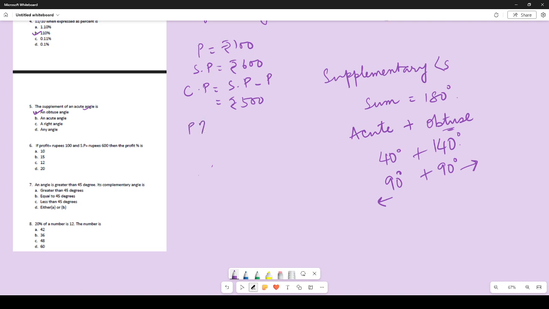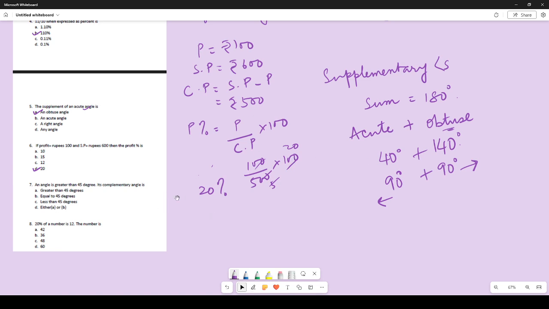Now to calculate the profit percent, what is the formula that we use? Profit by CP into 100. So this will be 100 by 500 into 100. That makes it 20%. So this 20% will be the correct answer.